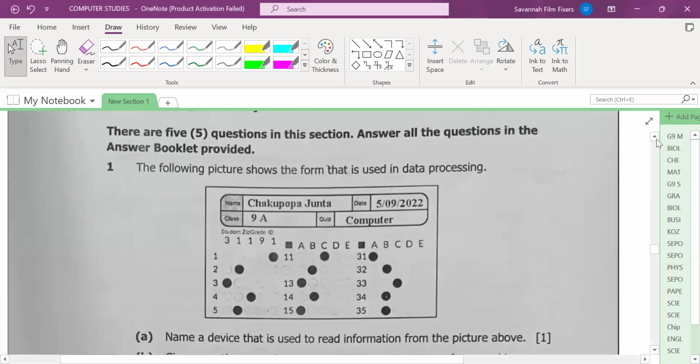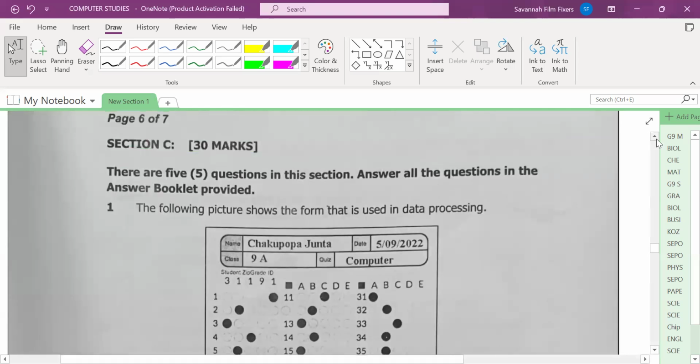So section B, there are 5 questions in this section. Answer all the questions in the answer booklet. So this paper, you are literally answering all questions in the paper. There's no choosing. There's no choosing, Kozo. Yes, you have to answer everything.